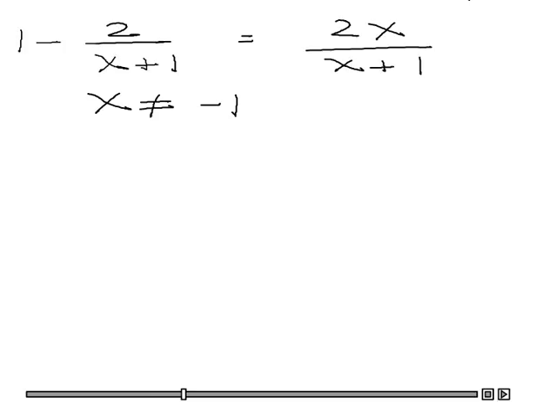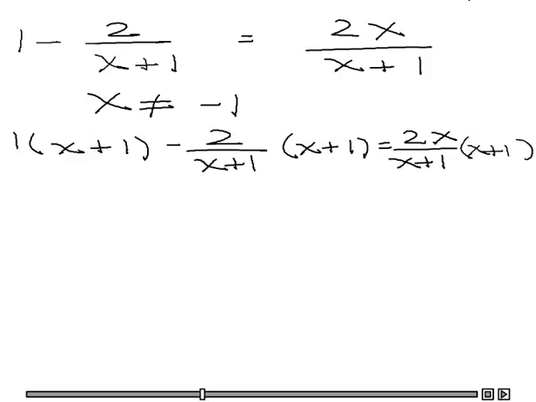Next, we'll multiply each term in the equation by the lowest common denominator of all the fractions, and we can easily see that that will be x plus 1. So multiplying the first term by x plus 1 will produce just x plus 1. And in the second term, we see that the x plus 1s will cancel completely, leaving us with -2. And on the right-hand side, the x plus 1s will cancel completely as well, leaving us with 2x.